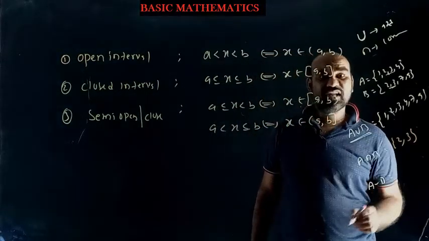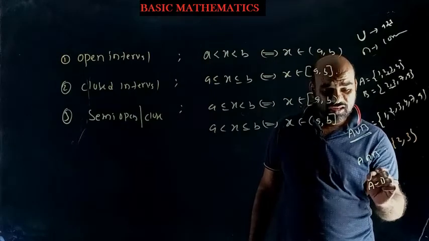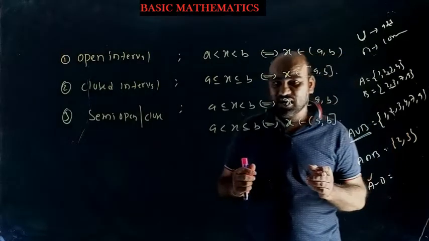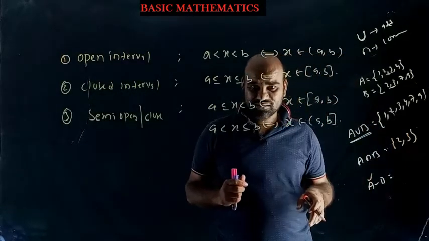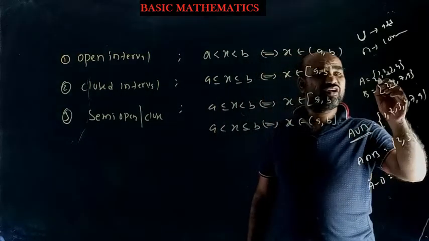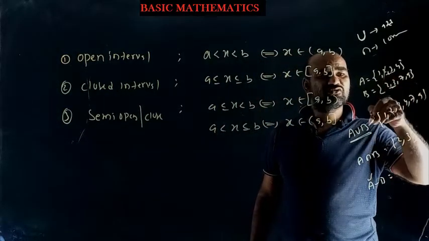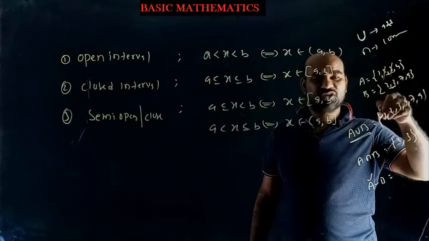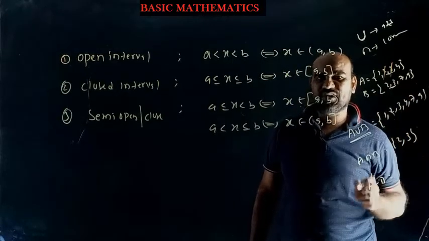Okay. A minus B means from A we want to remove the elements which are in B. From A we want to remove the elements which are in B. 2 is there, should remove. 3 is there, should remove. Remaining elements in A is called A minus B.